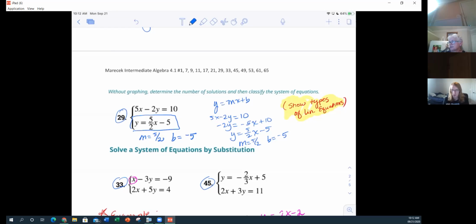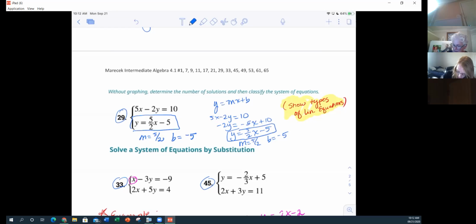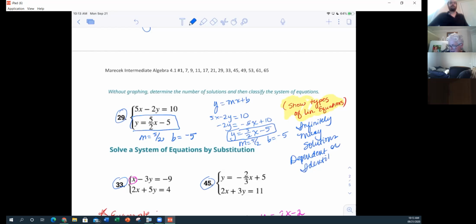If the slopes and the y-intercepts are exactly the same, they are actually exactly the same line. Infinite. Right, infinitely many solutions. And to classify that, what kind of lines are they in relationship to each other? Dependent or an identity, whatever you prefer. Either one is fine. And they didn't ask for the actual solutions, but you should be able to tell me that the solutions would be x, y such that y equals 5/2 x minus 5.